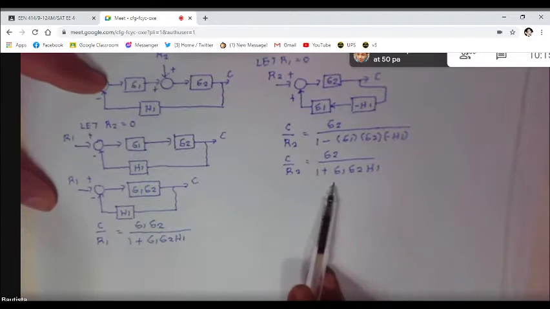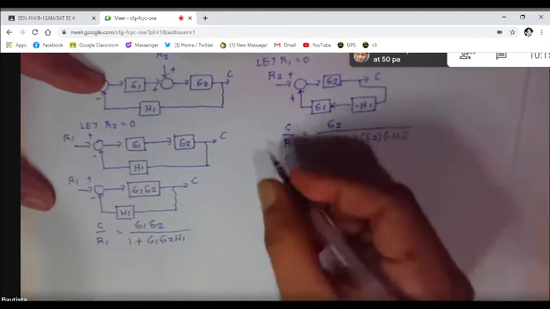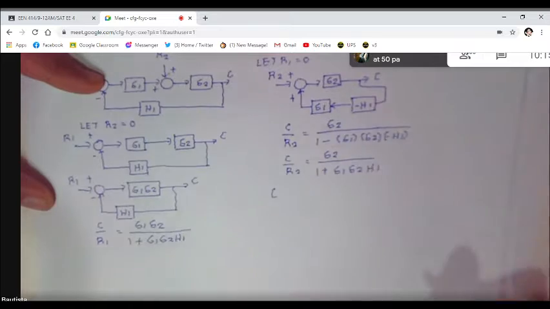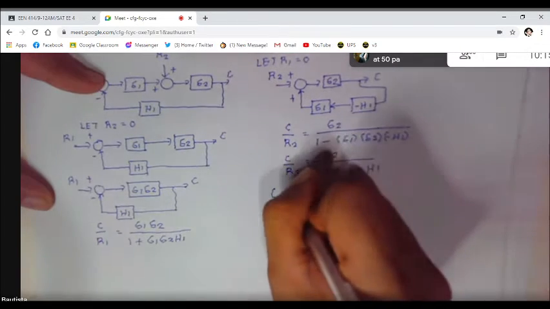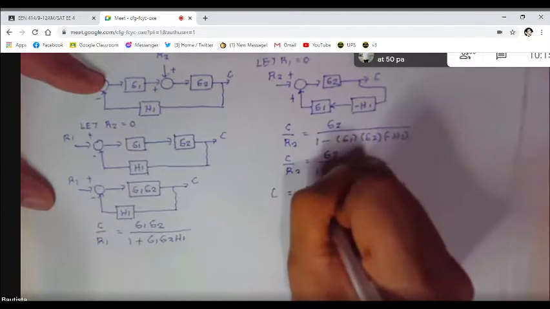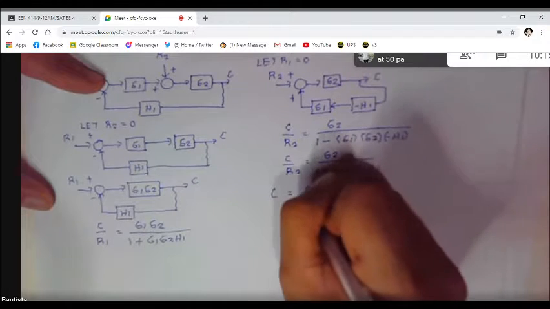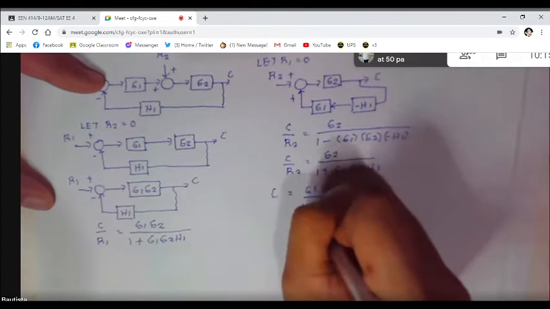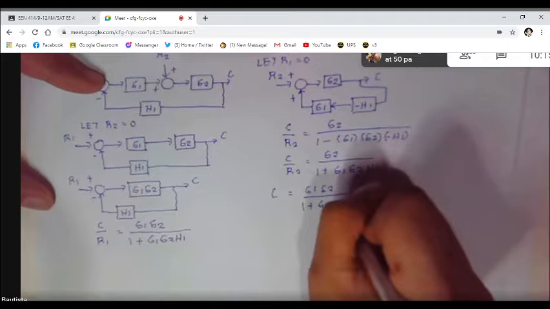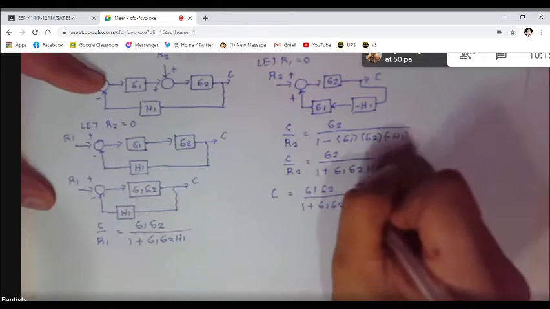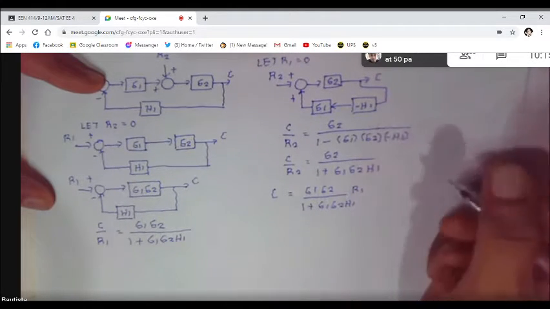Ayan. Ito. So therefore, C, no? C is equal to G1, G2, all over 1 plus G1, G2, H1. You have R1 plus.